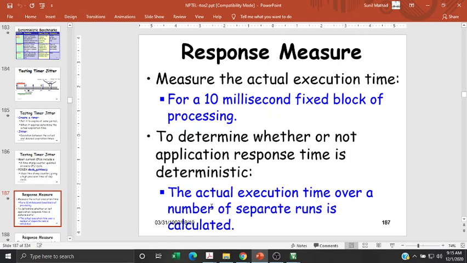Now the second parameter was response measure, which measures the actual execution time. For a 10 millisecond fixed block of processing, you know that without any interruption or hurdles it takes 10 milliseconds, so you know the best performance. Whether or not the application response time is deterministic, whenever it is running in live sessions or runtime as an individual process, say computing the factorial of a number or a prime number, with only one application you may predict the best performance.